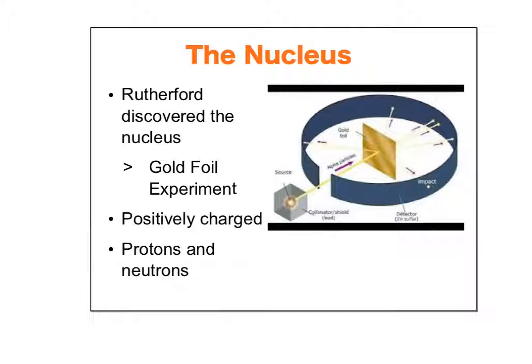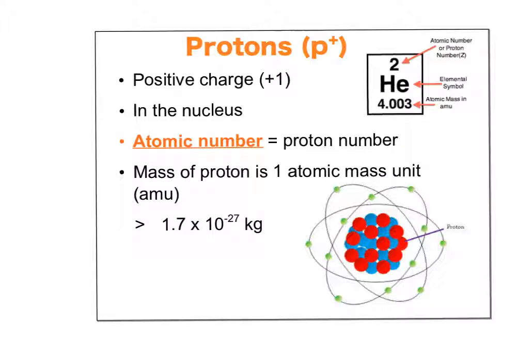Ernest Rutherford discovered the nucleus with his gold foil experiment. He shot alpha particles at a thin piece of gold foil, and some of them bounced back or got ricocheted. So he knew there had to be a positively charged center of the atom, and the rest was mostly empty space. We now know that the nucleus contains protons and neutrons.